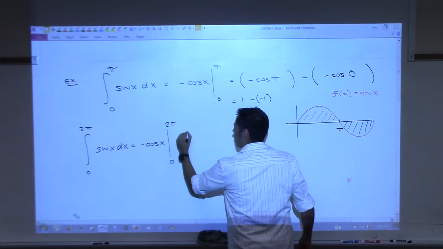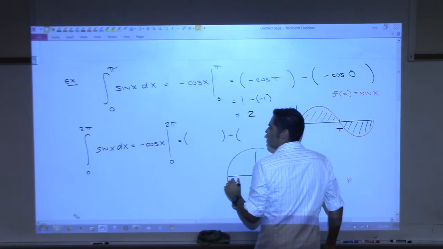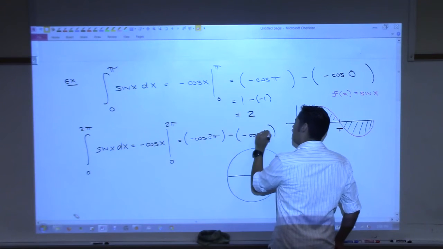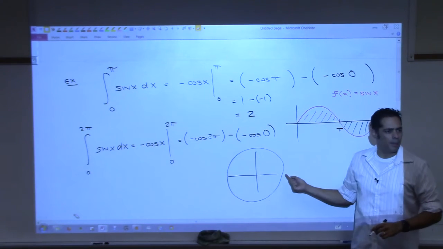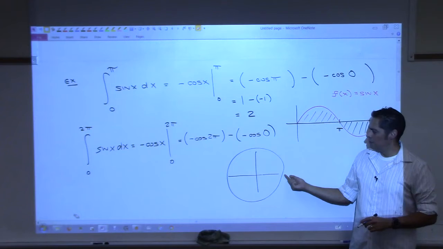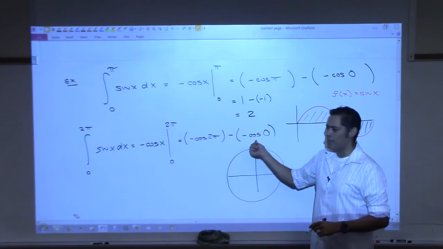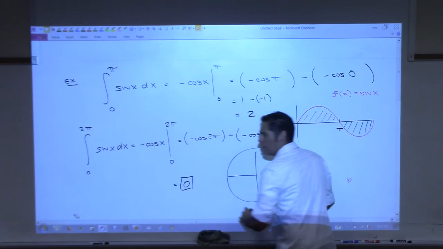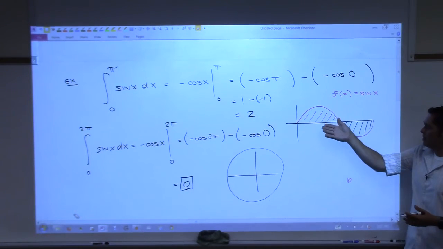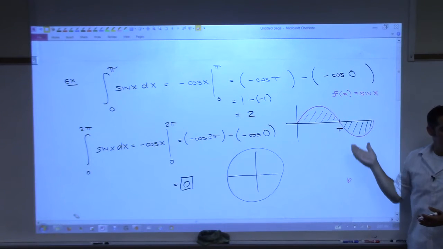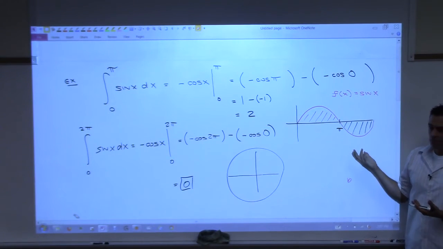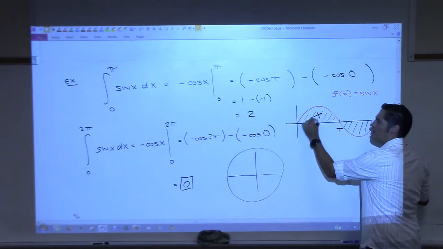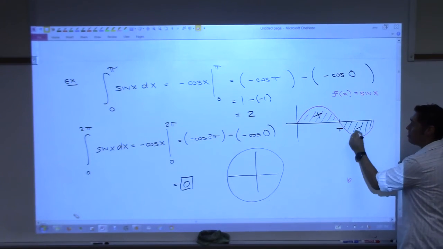But this time when we plug in, we go negative cosine of 2 pi, and then we go negative cosine of 0. 2 pi and 0 are at the same place, aren't they? So whatever this is, we're subtracting it. So it goes away. What does that tell us about this definite integral? What does it tell us about how it handles the area above the x-axis and below the x-axis? It's going to treat this area as a positive number, and that means it's treating this area as a negative number.